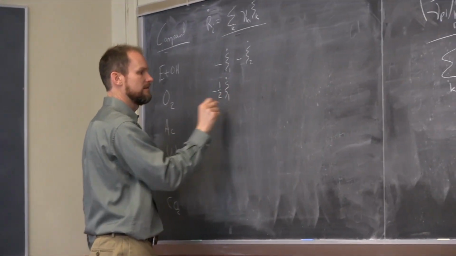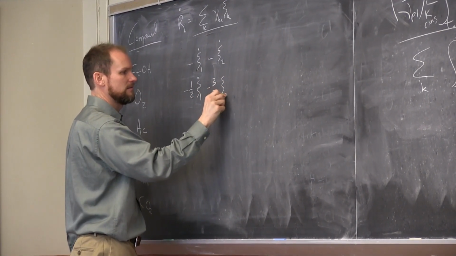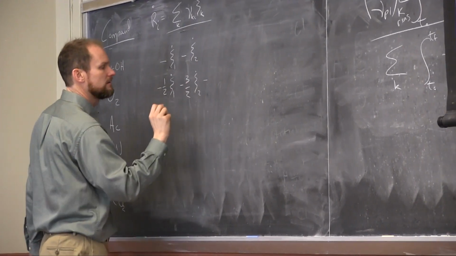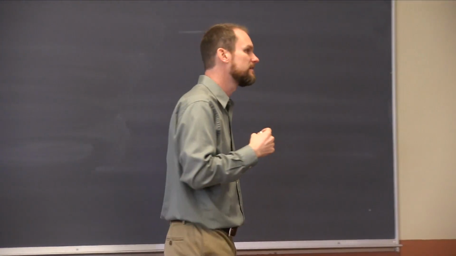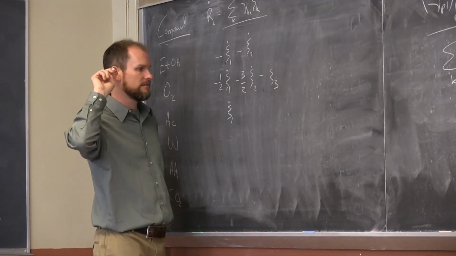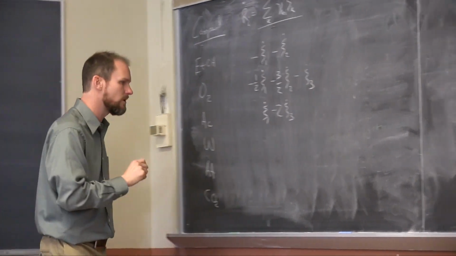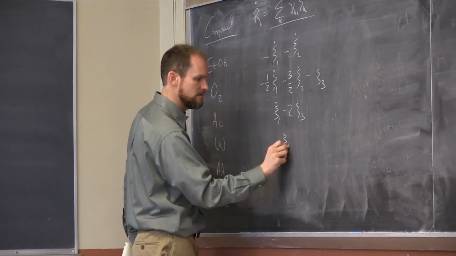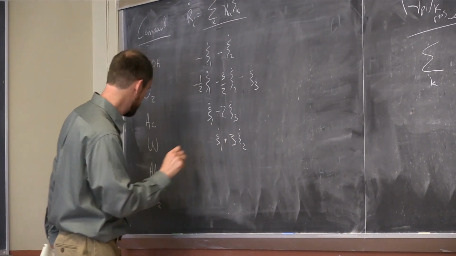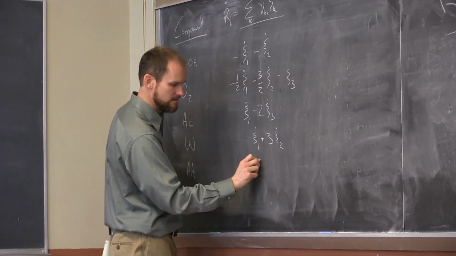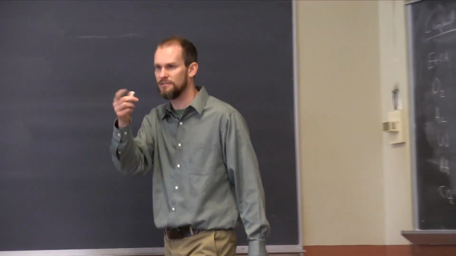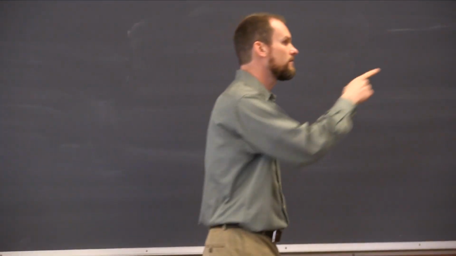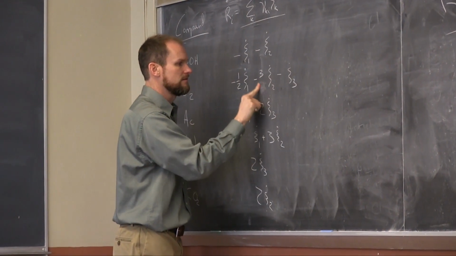Do you have oxygen? Do you have acetaldehyde? Xi1 minus Xi3. Water: Xi1 plus 3 Xi2. And acetic acid: 2 Xi3 dot. 2 Xi2 dot. All right, we get acetaldehyde.